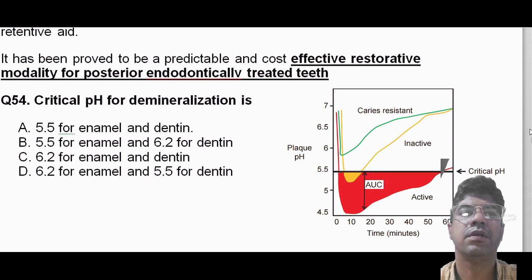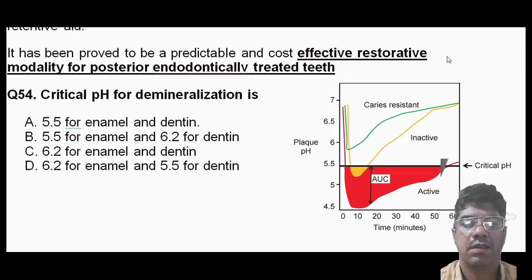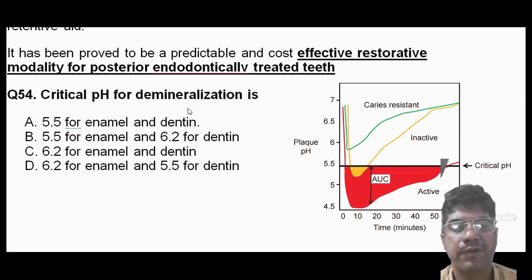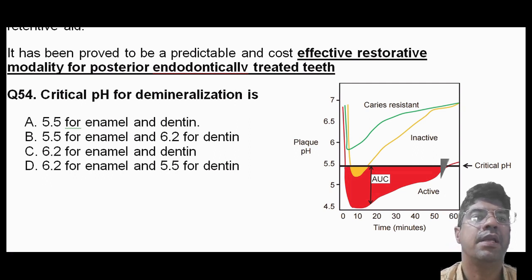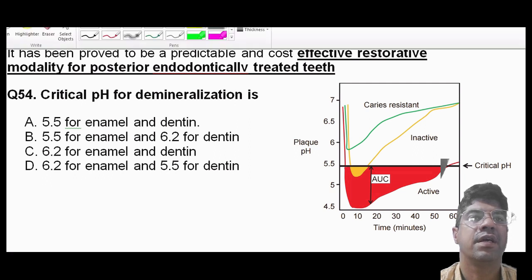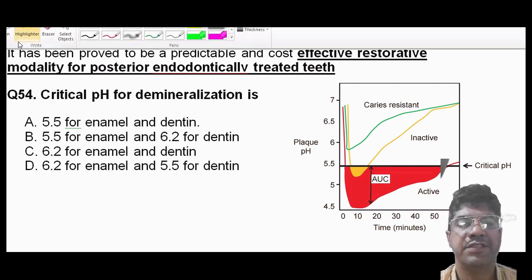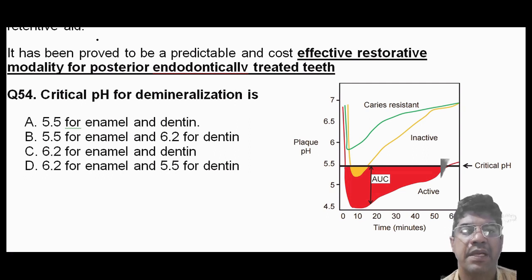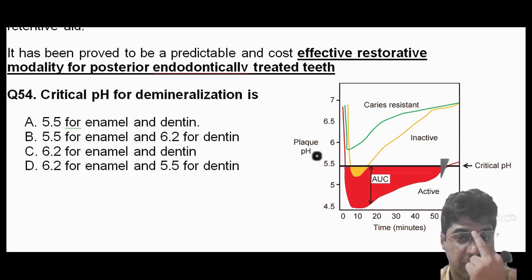Moving to the next question: the critical pH for demineralization varies between enamel and dentine. For enamel, this value is 5.5, and for dentine, this value is 6.2. Below this critical pH value, the oral environment becomes acidic. That causes demineralization of the tooth structure, which leads to the development of dental caries. Bacteria in the mouth, particularly Streptococcus mutans, can metabolize sugar and produce acid.